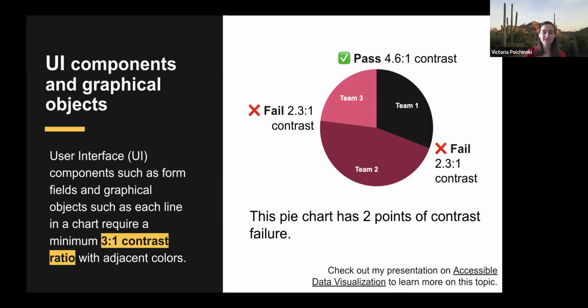A really simple fix here, if you still wanted a pie chart, would be to add a white line, an outline in between each of these pie slices. You could also think about using a different type of chart to illustrate this where you wouldn't need these touching adjacent colors.